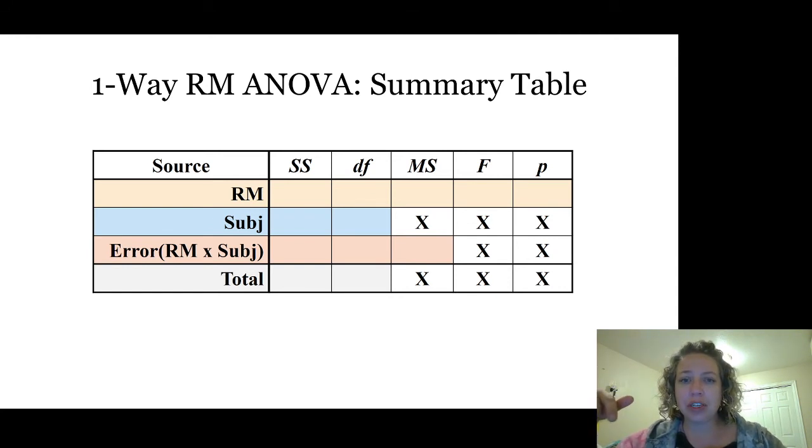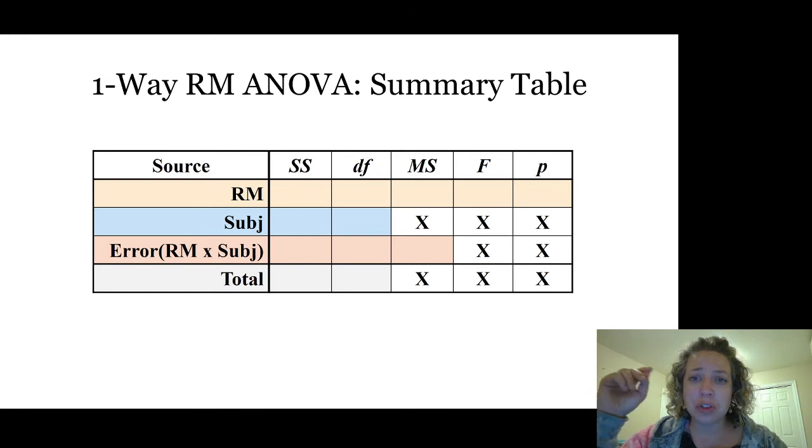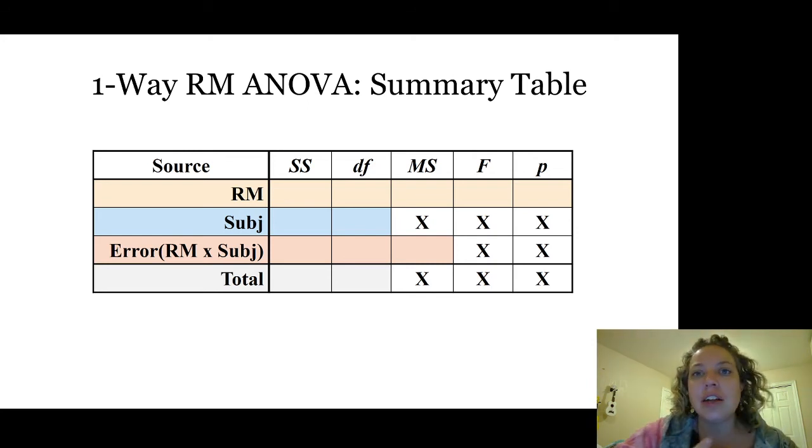Now under that, I'm showing in blue the subject line. Now I said that the subject to subject variability, it's there. We have subject to subject variability, but we usually don't want to test it. So because of that, if it shows up in an ANOVA table, it usually does not have more than those first two columns filled out. And in fact, in R, it doesn't show it at all because it's usually not of interest.